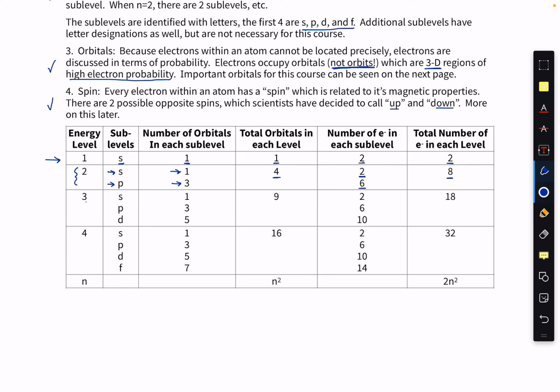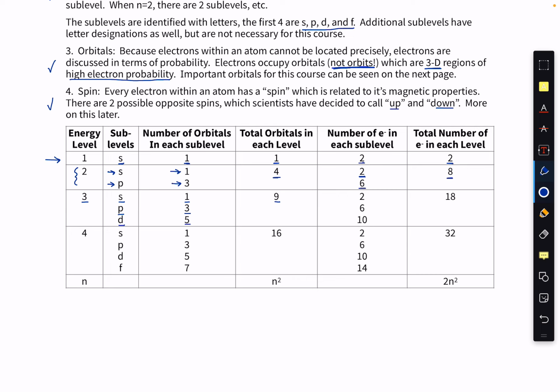The pattern keeps going. In the third energy level, I can now have S, P, and D. The number of orbitals, again, always goes by odd numbers. So 1 for S, 3 orbitals for P, 5 orbitals for D. If I add those together, that's a total of 9 orbitals in the third energy level.